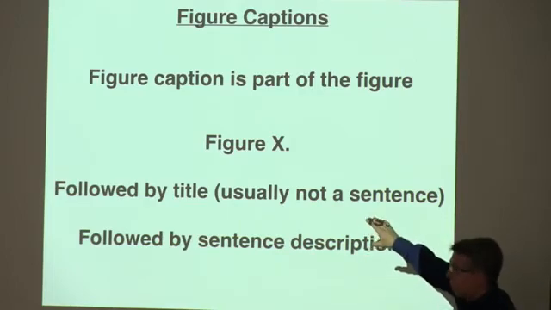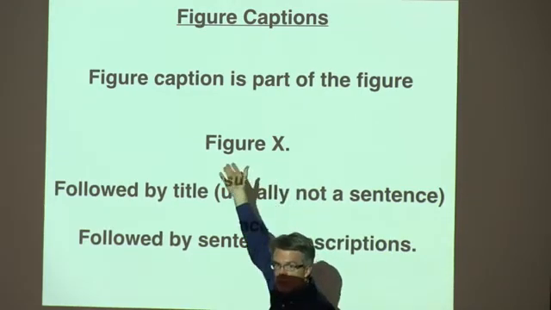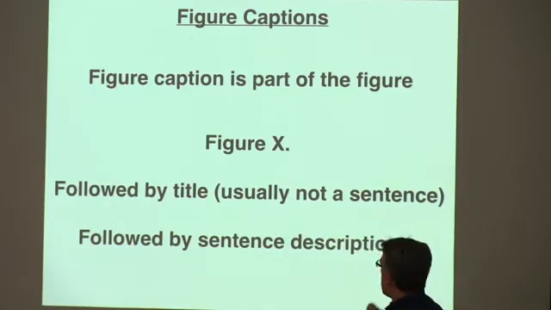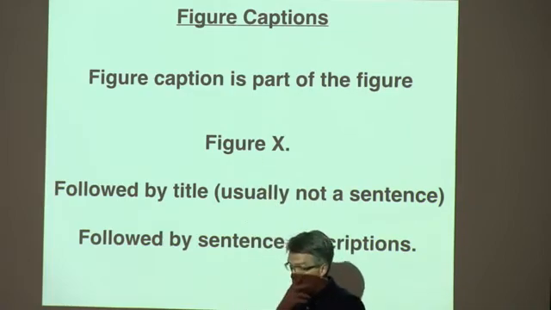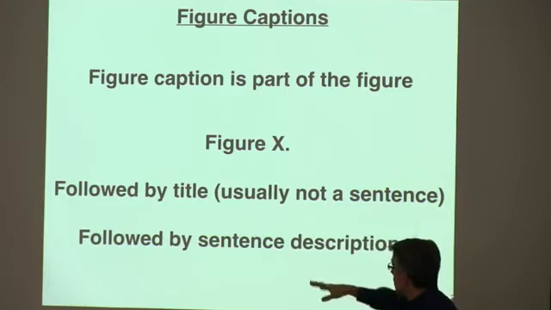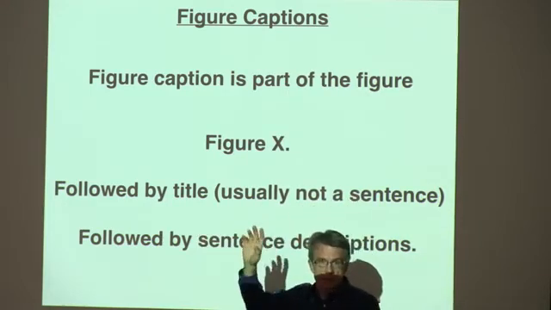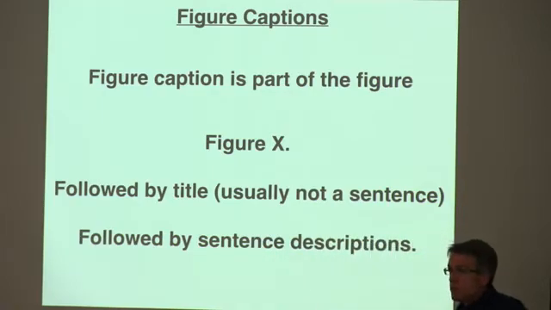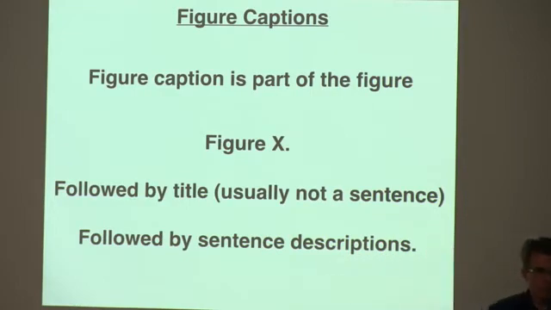So this is basically the form. You'll say Figure X, whatever the number, 1, 2, whatever. Usually it's an Arabic number, but it may be different depending on the style preferred by the journal or by your teacher. Then you have a title, and it's usually not a sentence. The title is just a title of your figure. Give it a title, and then you have sentence descriptions. So those are the parts of the caption. Any questions on that?